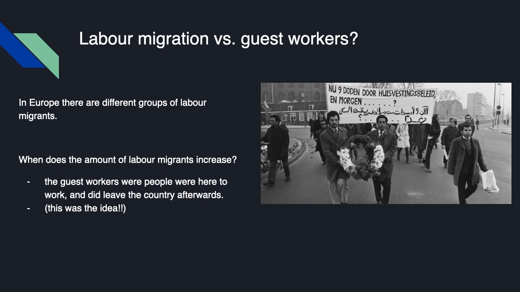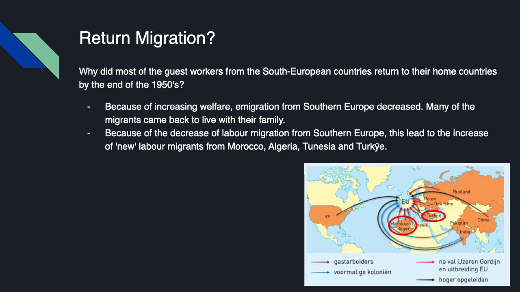And of course, later on, things changed, and we're going to look at that later, why they did not move back to their home country. That was all about the return migration. But earlier, there were people who came from Greece, from Spain, from Portugal to the Netherlands or to other countries in Europe to work, and they went back pretty soon after they came. And there was a reason for that. Because of the increasing welfare in their home countries, immigration from Southern Europe decreased, and many of the migrants came back to their home country to live with their family.